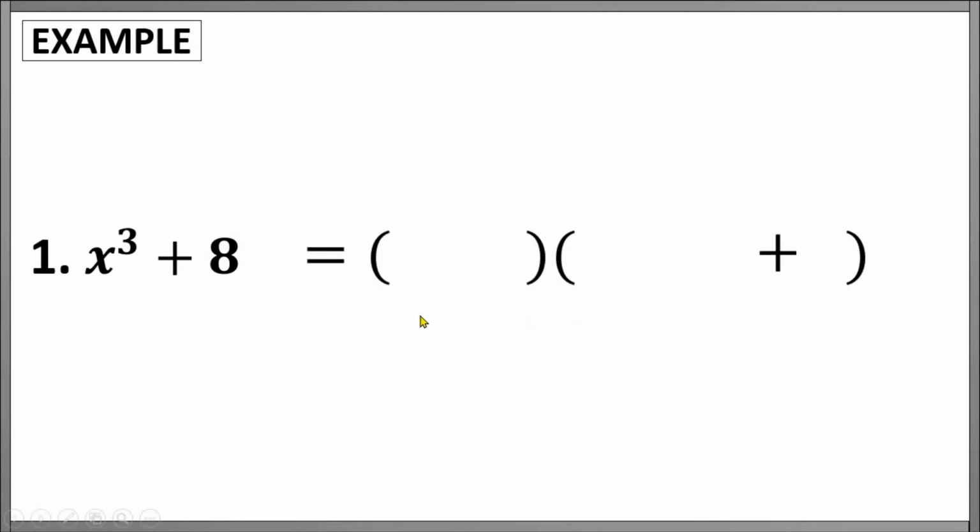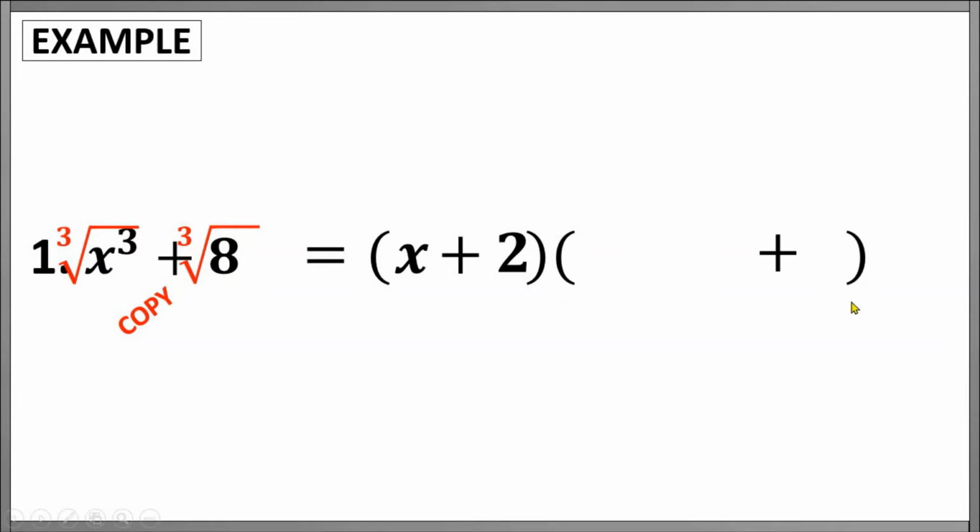Its factors are two polynomials. One is a binomial, the other one is a trinomial. For the binomial factor, we will get the cube root of the first term of our given. The cube root of x cubed is x, and then we will copy the operation in our given, which is plus. Afterwards, we will get the cube root of the second term, 8. The cube root of 8 is 2.